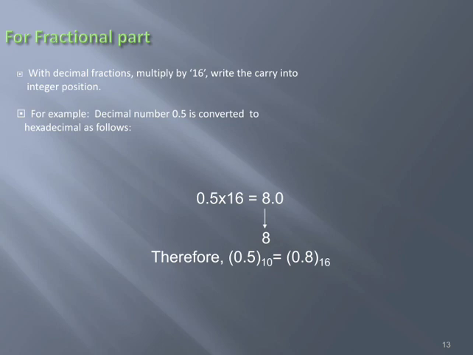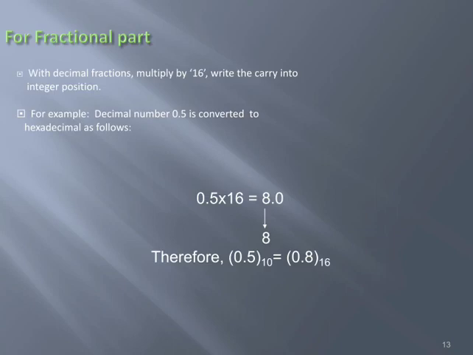So for the integer part, you are dividing the decimal number by 16 continuously until you get the quotient as 0, and for the fractional part, you are multiplying the decimal fractional part by 16. That is the only difference. So this is the procedure of converting decimal to hexadecimal.